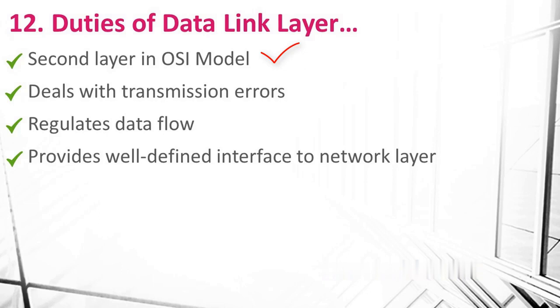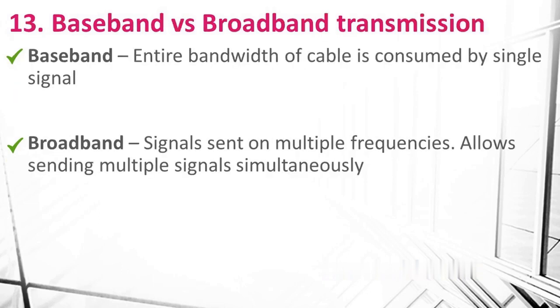Moving on to question number 13. Now, question number 13 that we have got here is again a very short and simple one. But a lot of candidates omit to prepare for it. The question is, what is the difference between baseband and broadband transmission? To answer this question, you can say, in baseband transmission, the entire bandwidth of the cable is consumed by a single signal. But in broadband transmission, signals are sent at multiple frequencies, which allows multiple signals to be sent simultaneously. So this is the major difference between the 2 types of transmissions mentioned here.